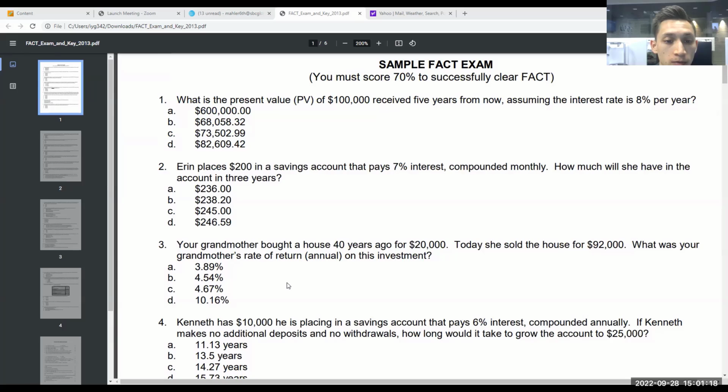This one is dealing with rate of return. It's a little different than present value and future value. However, we still are using the same variables or numbers.